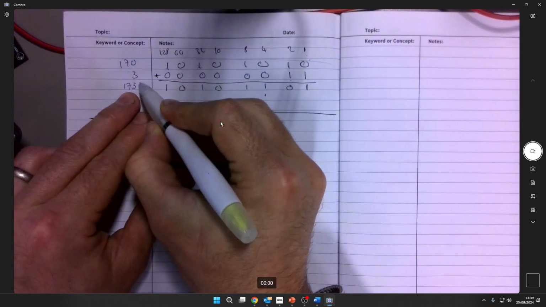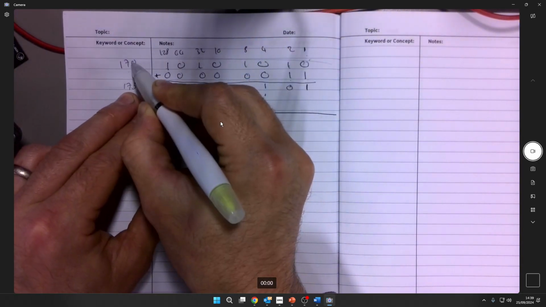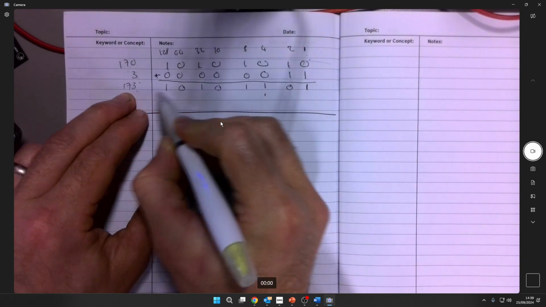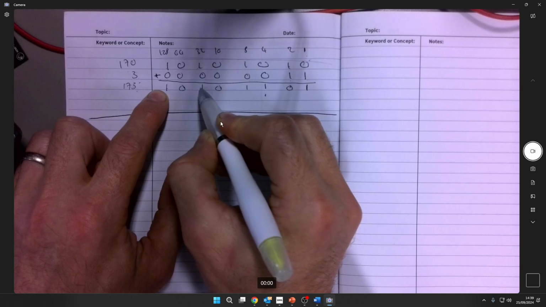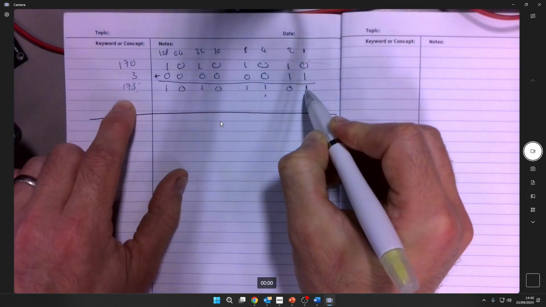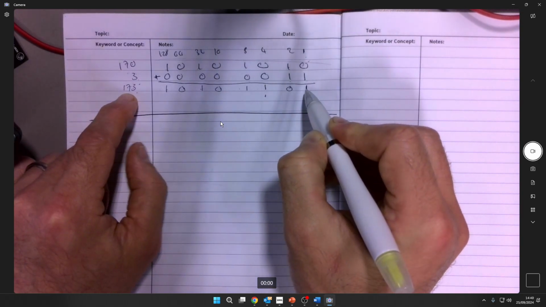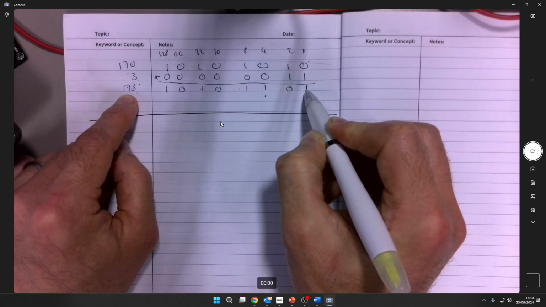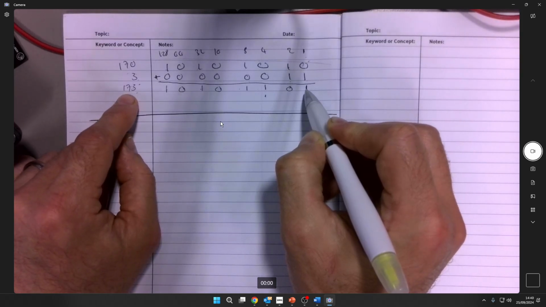Okay, so we've done a little bit of a sanity check here. We've worked these out in denary, we've added them together, and then in theory, if we do 128 plus 32 plus 8 plus 4 plus 1, we should get 173. Can you work that in your head and give me a thumbs up or a thumbs down if you agree if that is correct or not?